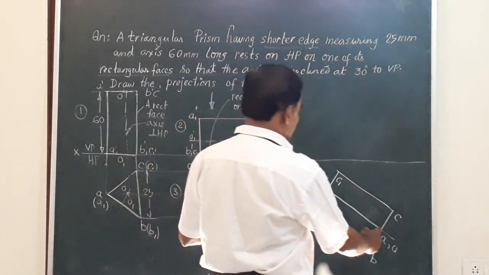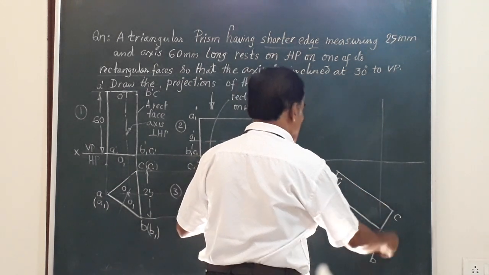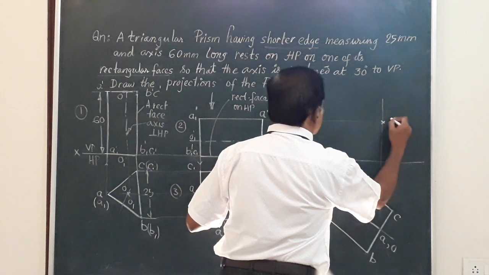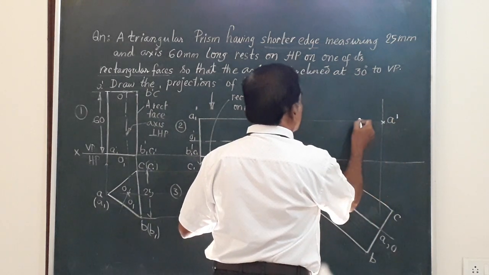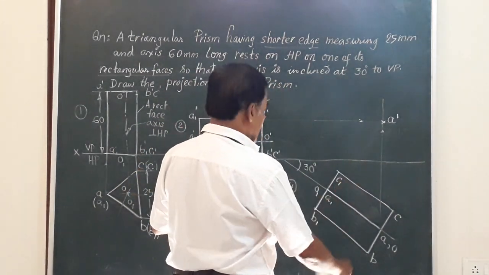Let me start with point A. Vertical line from A, horizontal line from A. The point where those two intersect is A dash. Is it clear? Then likewise get point B and C.